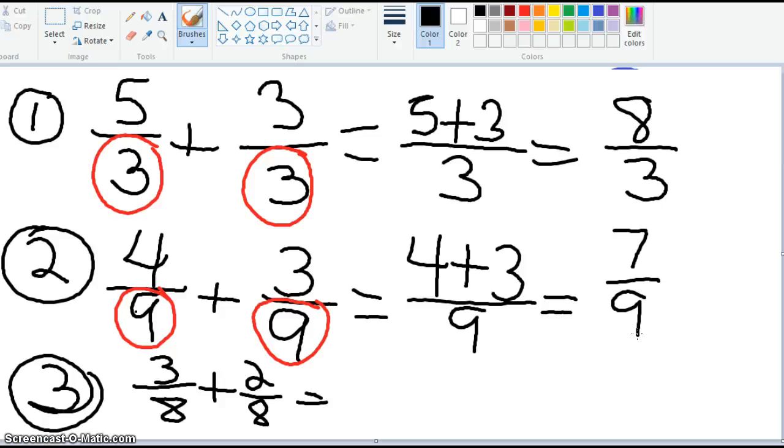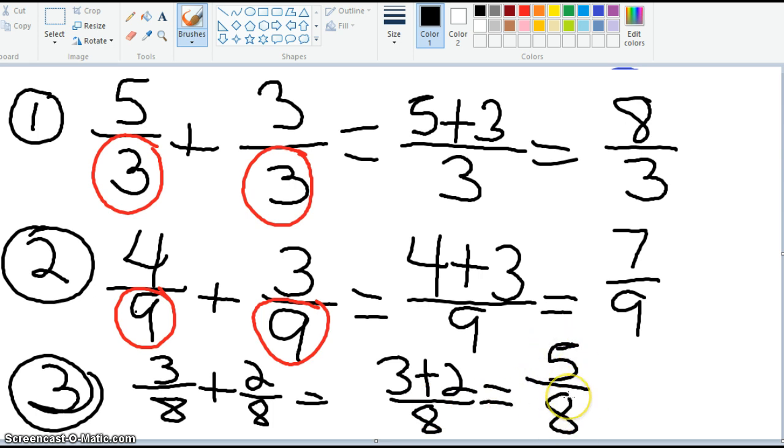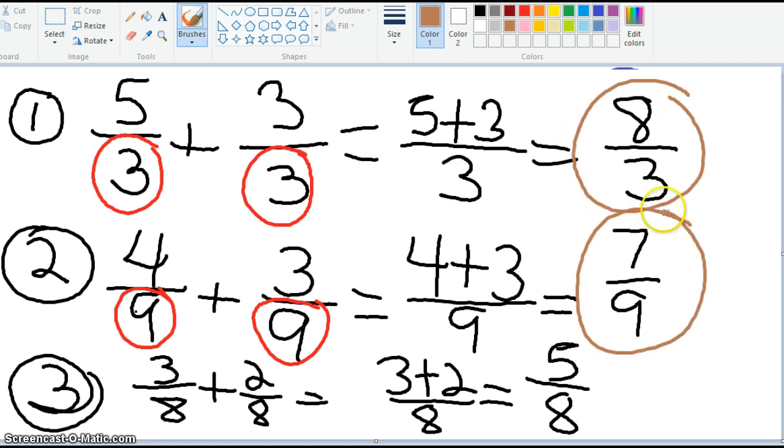Last but not least, we will apply the same principles for number 3, where we will rewrite the problem as 3 plus 2 over 8. And that gives us 5/8. So from an answer perspective, this is what you should have gotten for all 3 of the problems that should have been worked out in class at this time.